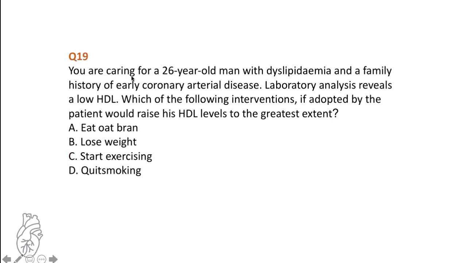So you are caring for a 26-year-old man with dyslipidemia, family history of early coronary artery disease, and the laboratory analysis reveals that the low HDL. Which of the following interventions would raise his HDL level to the greatest extent? Eating oat, which one? C, starts exercising? I think so.